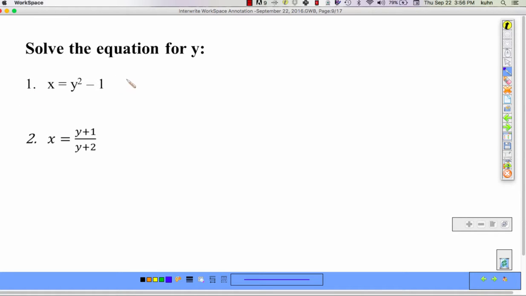So back to regular old algebra: solving for y. If I had to solve this top equation for y, the first thing I would do is add the 1 over, and the second thing I would do is take the square root of both sides, not forgetting that it's a plus or minus. So my answer is y equals plus or minus the square root of x plus 1. This is going to be a skill that will be used when we're solving this stuff.